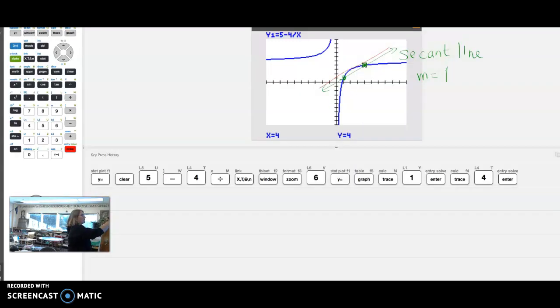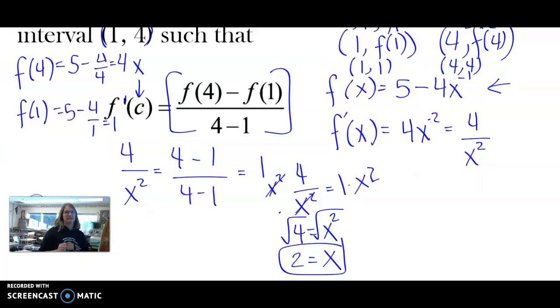So if I trace now to 2, right there is where the instantaneous rate of change is equivalent to the average rate of change between the two green dots. That's what the mean value theorem tells us.